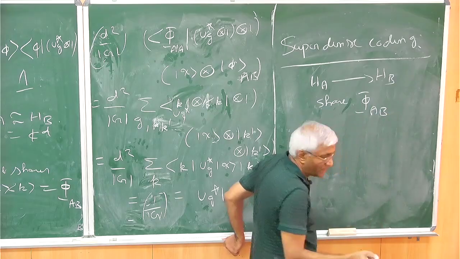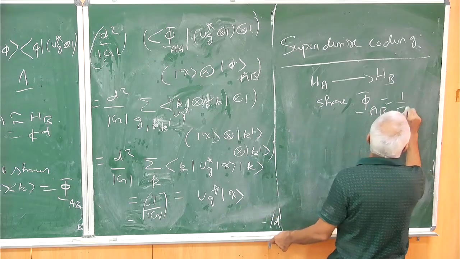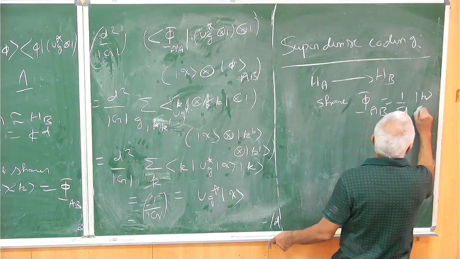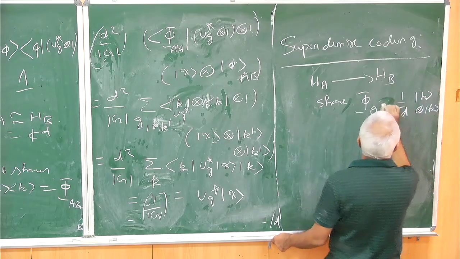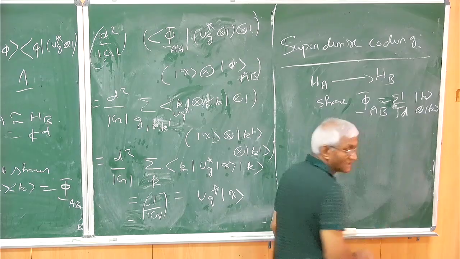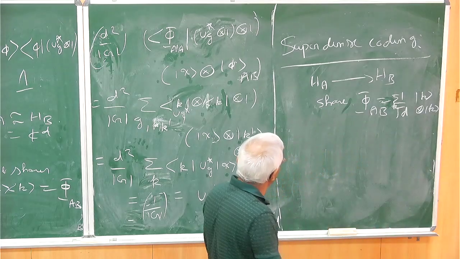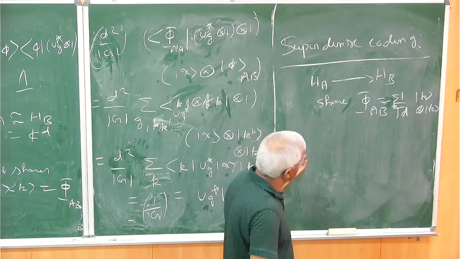This is the maximal entangled pair, the same thing, by square root d, summation k tensor k. They share it. Now Alice wants to send something.